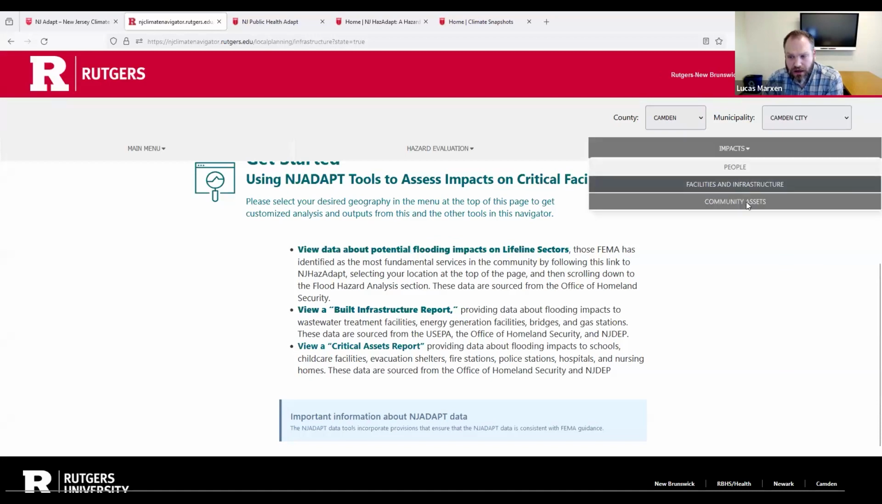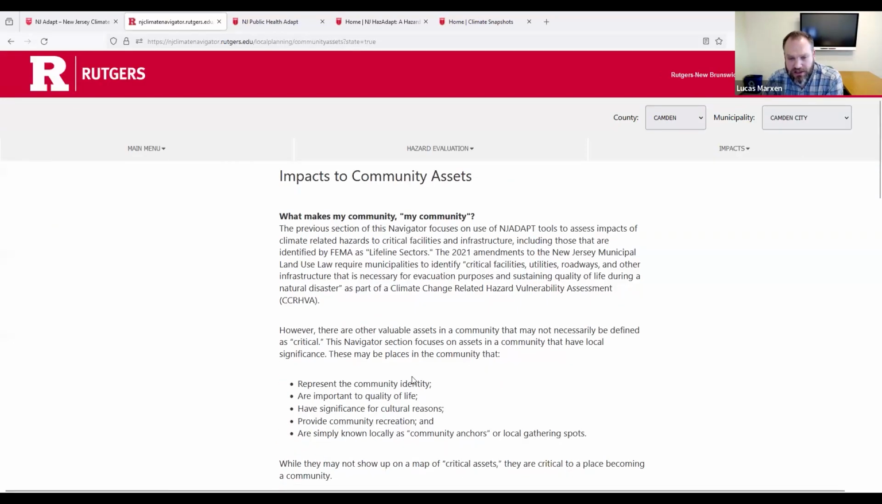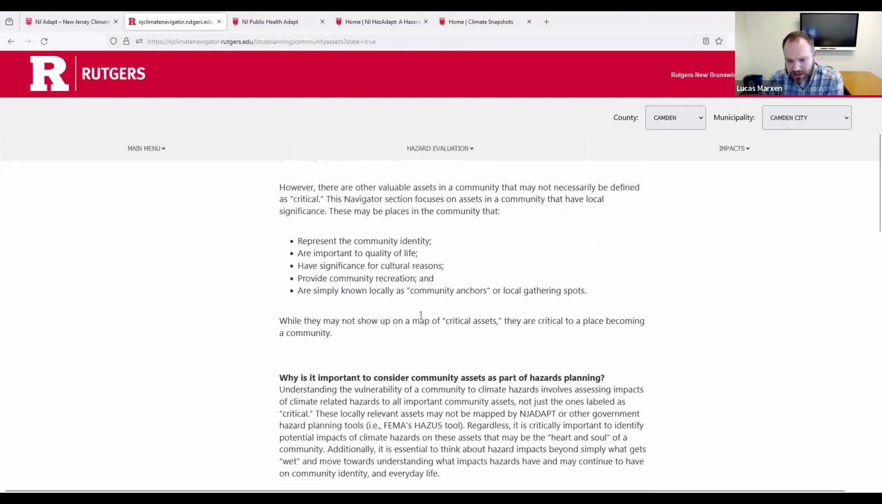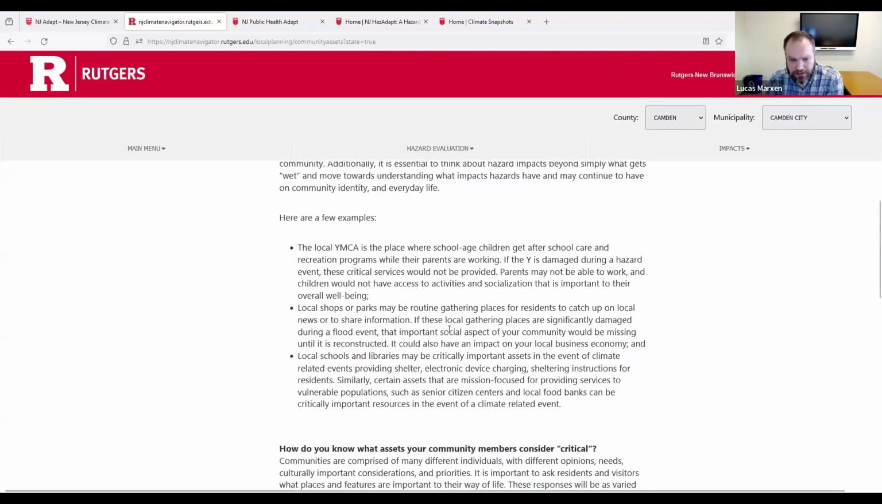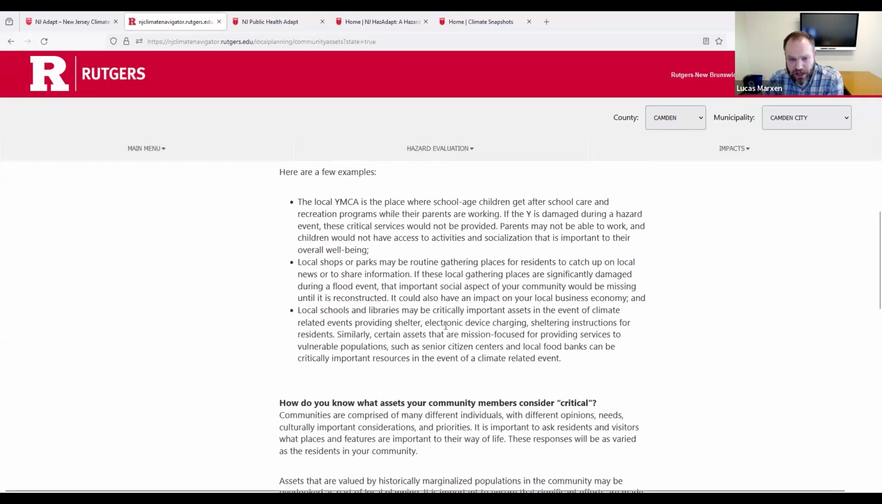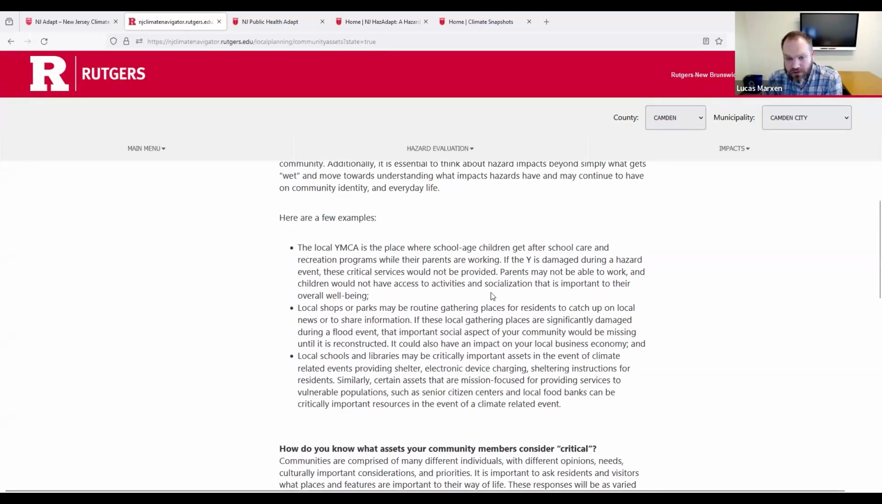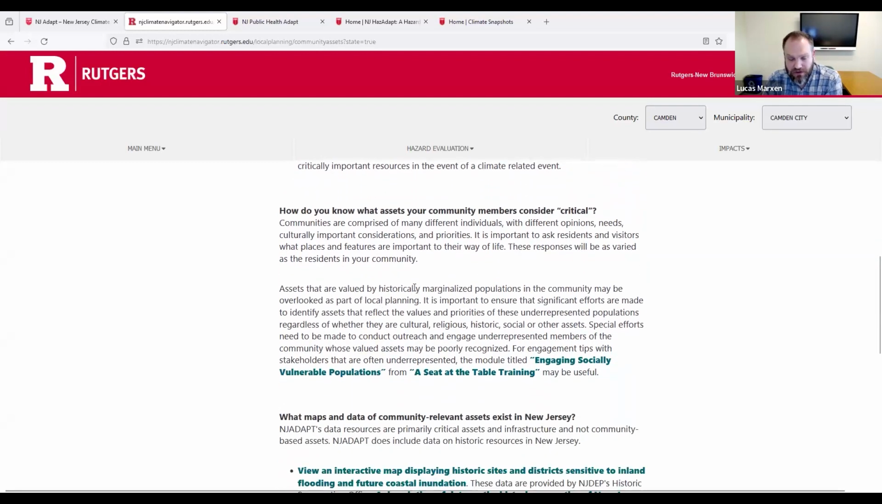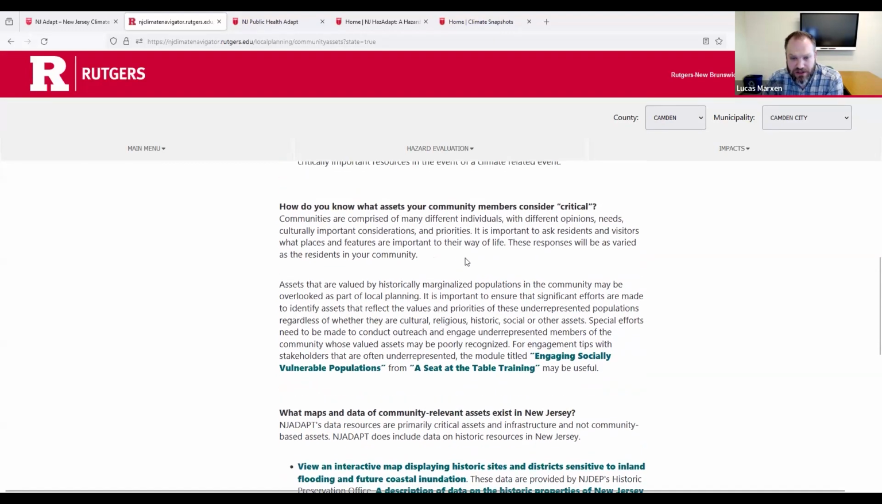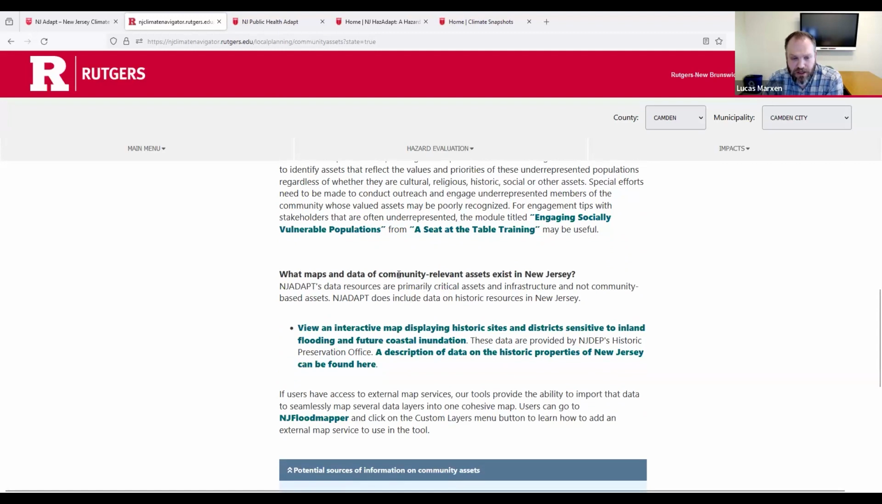The final section is our community assets. For community assets, we have a little more detailed section here to explain what makes a community asset an asset for my community, and it talks about how these can be very different depending on your locality, and why it's important to consider these as part of your hazard planning. In some cases, certain locations, such as a local YMCA, may be very important in terms of your community being able to handle different types of climate change impacts or flooding events that may occur. And basically, how do you consider them critical as well? For this one, we provide an example of how this can be used, because this can be very location specific.